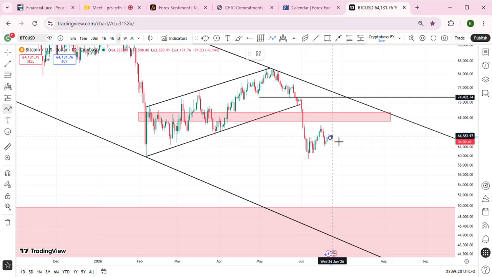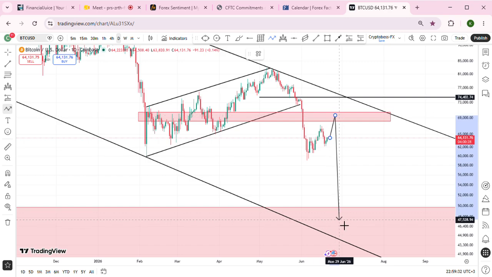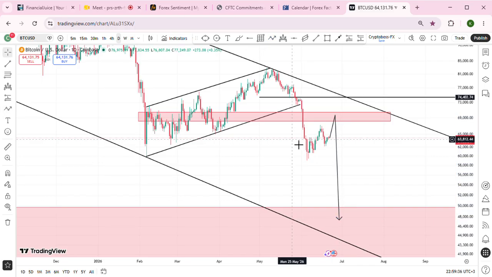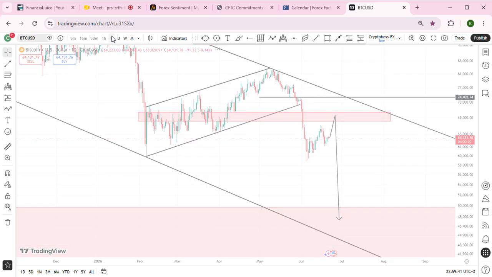So I was saying, with the current economic events happening, we might see Bitcoin come back to this level here, and then from there we can see a sell-off, a very strong drop. So this is daily time frame actually. So let's go to 4 hours. We are going to see something there.